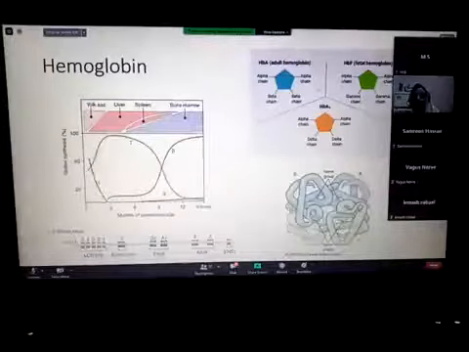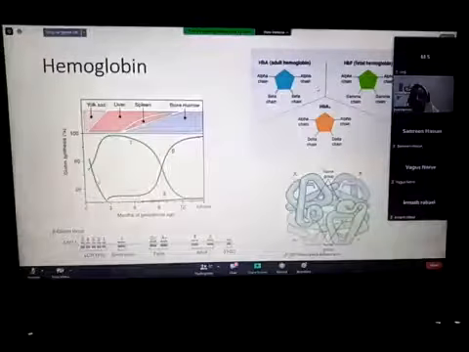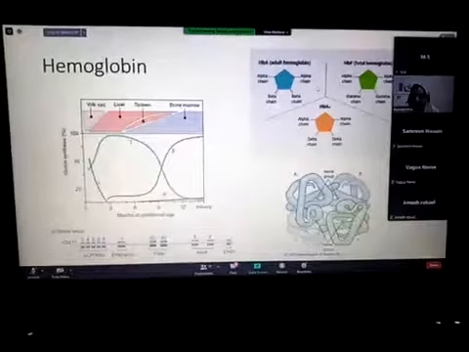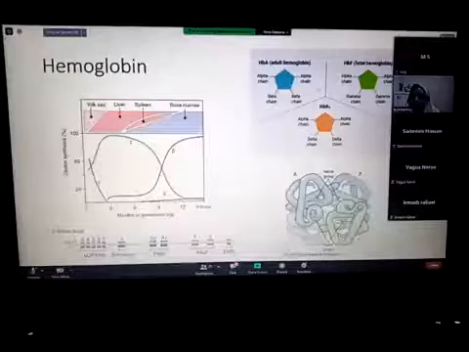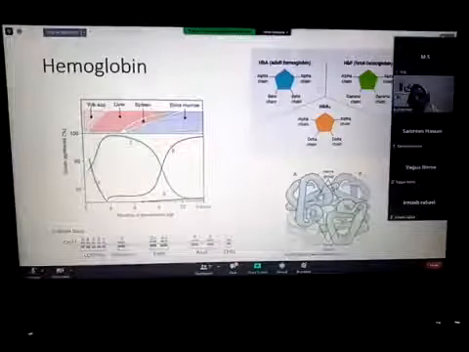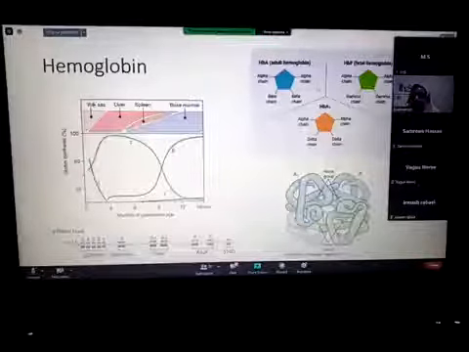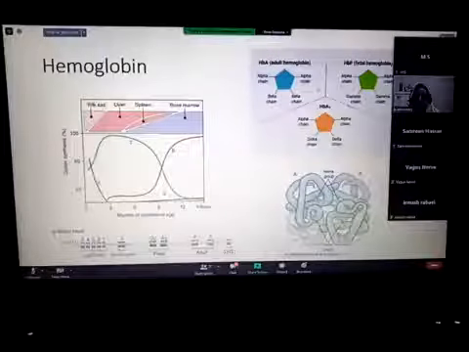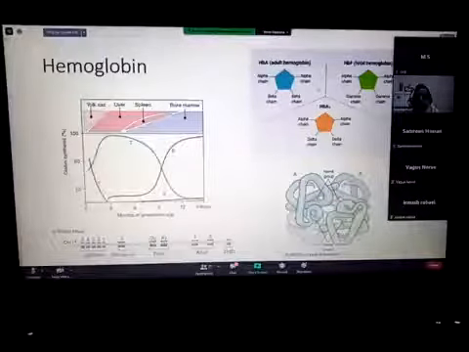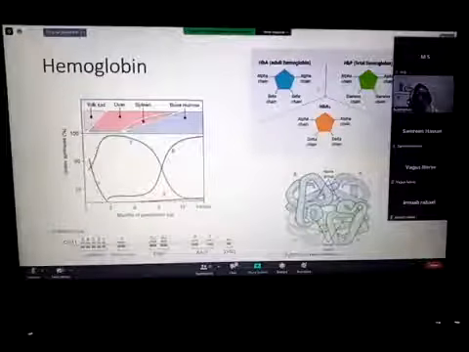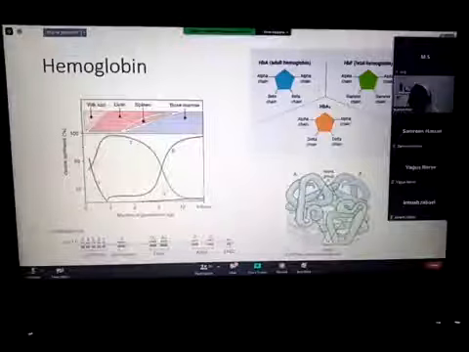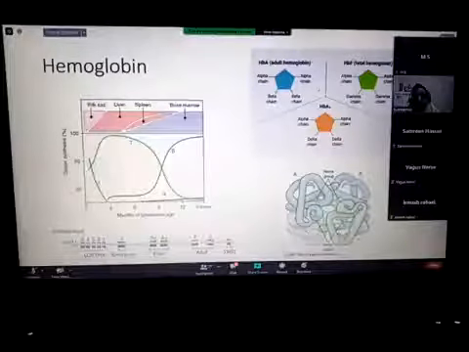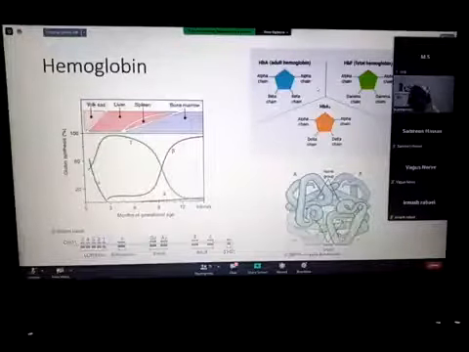And this is the structure of hemoglobin A. It is a quaternary complex. It has four globin chains, of which two are alpha and two are beta, and each one of them has a heme group. Therefore, one molecule can carry four oxygen molecules. Each one of them has its own heme group, which is situated in the crevice or pocket of the chain.